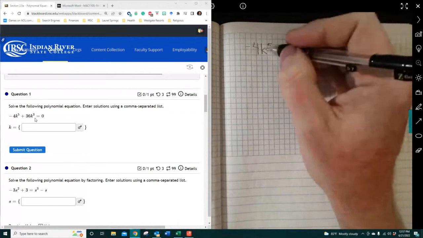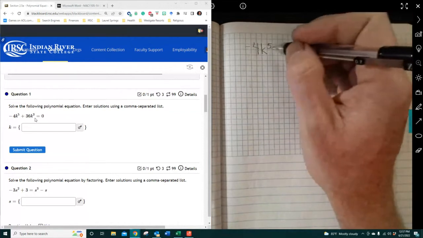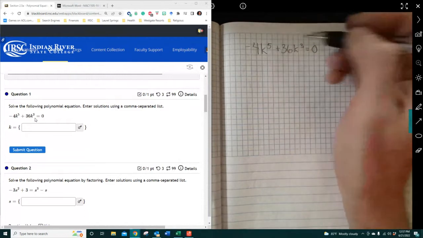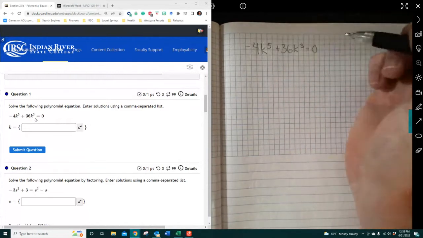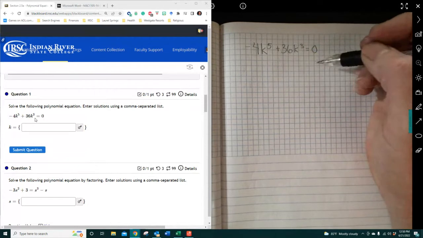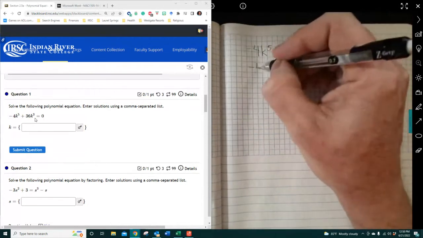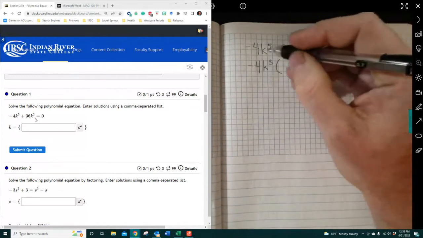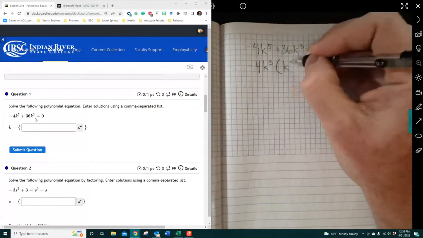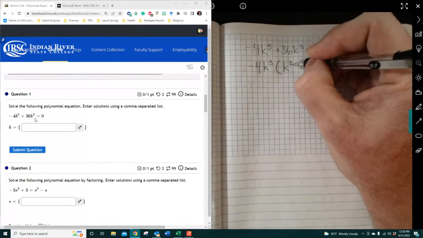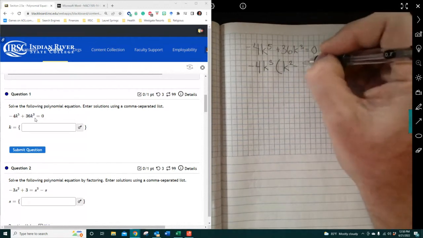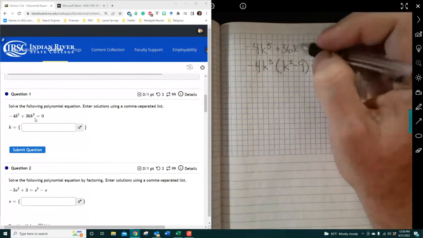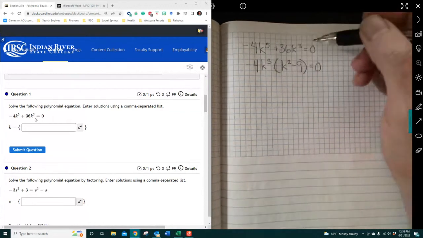Now, if we go ahead and factor, we can see that they both have at least a minimum of 3 k's, as well as we can factor out a 4. But because I want my leading coefficient to be positive, I want to factor out a negative 4. So I'm going to factor out a negative 4k to the third. If I do that, I'm going to be left with k to the second, and then I'm going to be left with negative 9, because I factored out a negative 4k to the third.